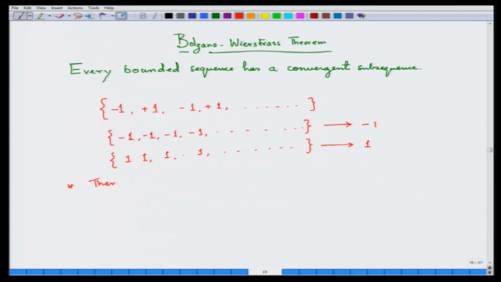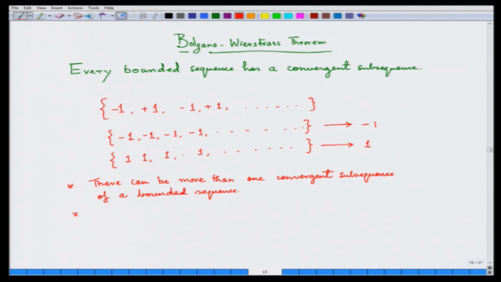There can be more than one convergent subsequence of a bounded sequence. So, this is something you have to keep in your mind. In fact, there can be infinitely many such subsequences. We are not going to get into this infinite term too much. Okay, you can understand there can be more than one.